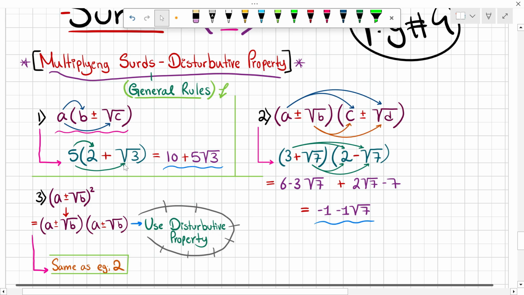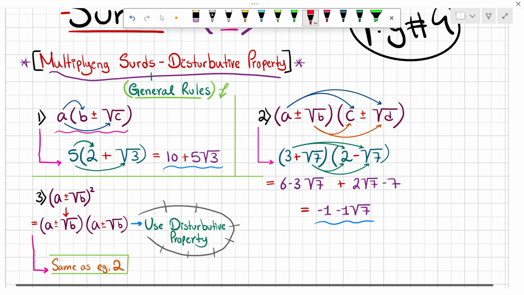Okay, and to end this chapter off, how do we multiply surds by distributive property? So again, distributive property is the same in every equation or in every bracket question. You just have to multiply what's outside by what's inside. You multiply the digit outside by everything inside step by step. So for example here, a times b and a times root c. 5 times 2, 10, 5 times root 3, 5 root 3, 10 plus 5 root 3.